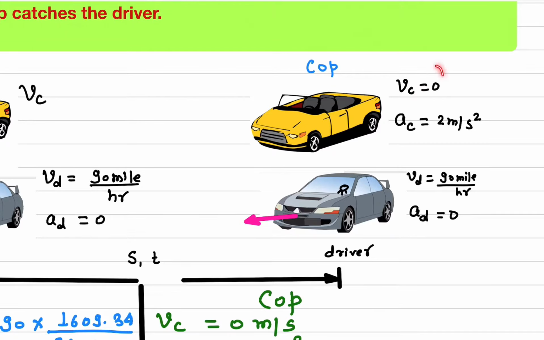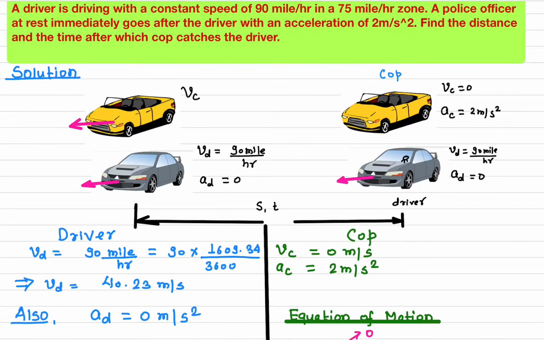But the police officer is at rest and then starts accelerating. That means the police officer's car speed will be increasing with respect to time. As the time increases, the velocity will be increasing for the police officer. So how long does it take for the cop to catch the car? Let's say the distance traveled is s and it catches the speeding car after time t. So we have to find both the distance and the time.